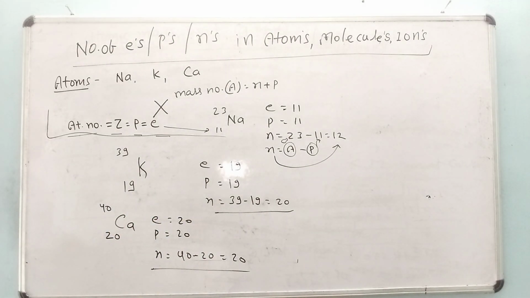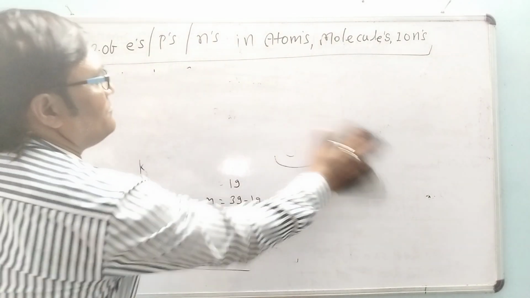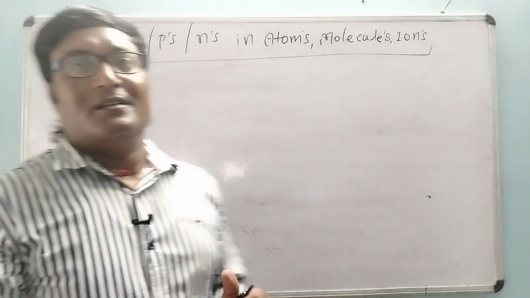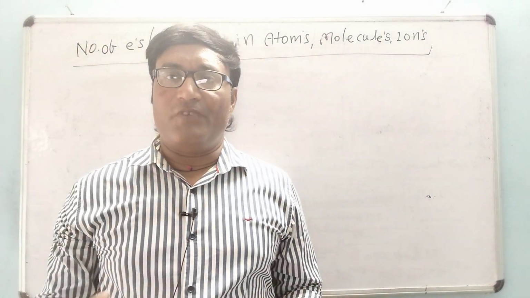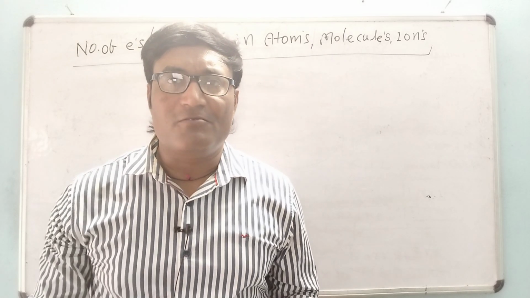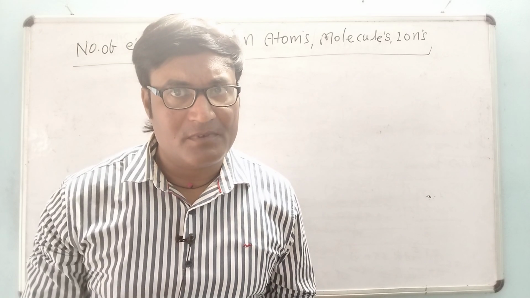Now we will discuss the number of electrons, protons, neutrons in molecules. Dear students, there are two types of molecules. One is homomolecules, another is heteromolecules. Homomolecules are molecules of elements and heteromolecules are molecules of compounds.